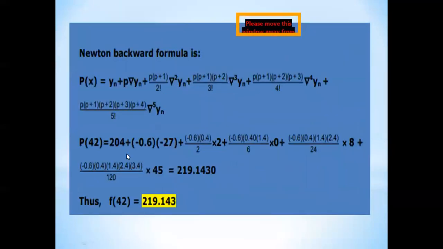So yn is 204 and p is -0.6, and ∇yn is -27, ∇³yn is 0, ∇⁴yn is 8 and ∇⁵yn is 45. After substituting and simplifying the terms, I am getting the value F(42) equal to 219.143.